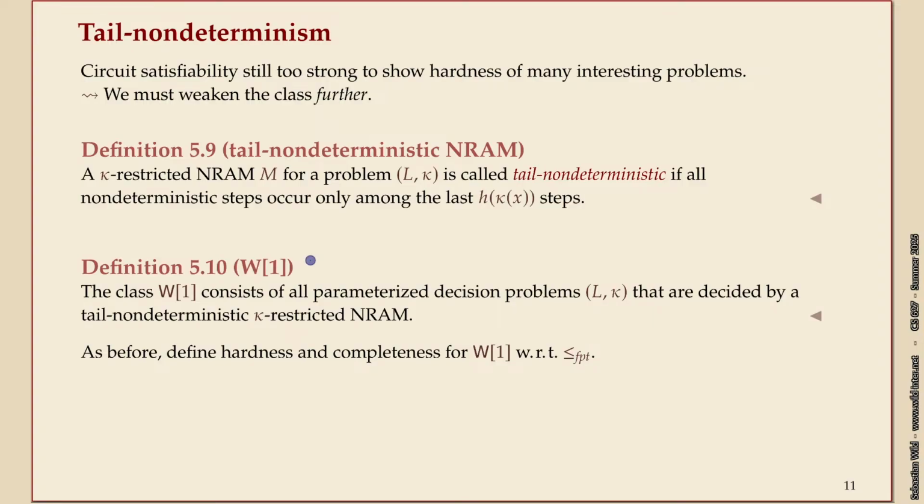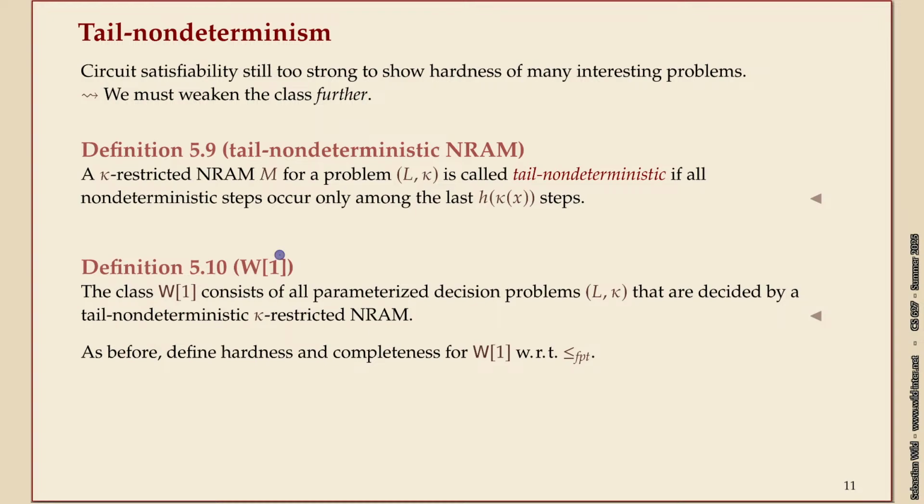It gives rise to this complexity class W1. So these are all the parameterized decision problems (L, kappa) that are decided by such a tail non-deterministic kappa-restricted NRAM. It's a bit of a mouthful.